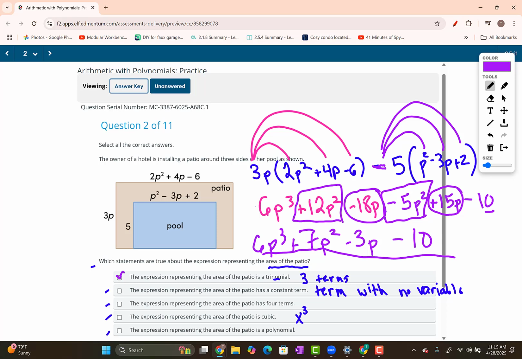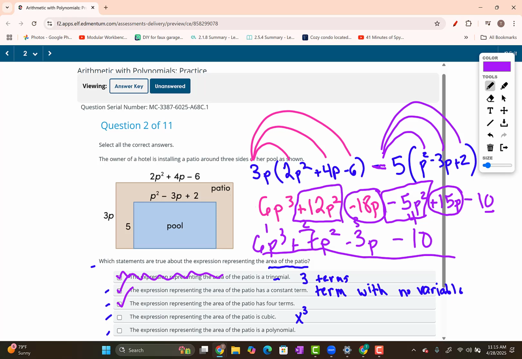So it's not the first choice because this has more than 3 terms. This has 1, 2, 3, 4 terms. The expression representing the area of the patio has a constant term. Yes, negative 10 is our constant term. So I'm going to check this box. Third choice, the expression representing the area of the patio has 4 terms. Yes, it has 4 terms. We just said that.